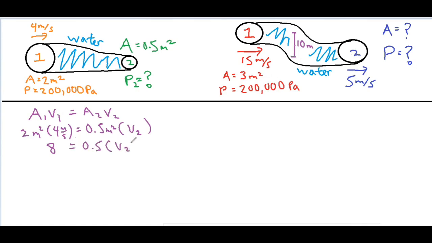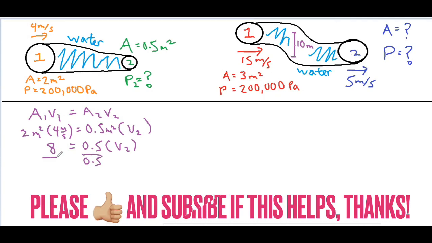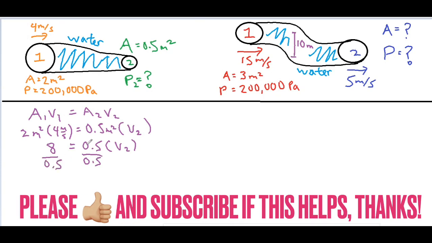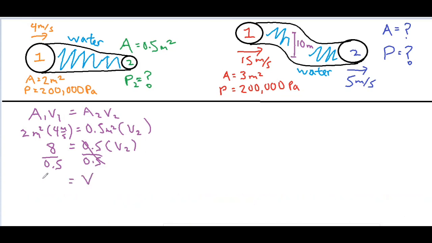Then we're going to divide both sides by 0.5 to cancel that out and isolate our V2. And then we have a velocity of 16 meters per second, which makes sense because we're looking for the velocity to increase as the area decreases. Now, that wasn't asked of us in the original problem, but I can already foresee that I'm going to need that velocity a little bit later when I use Bernoulli's equation.